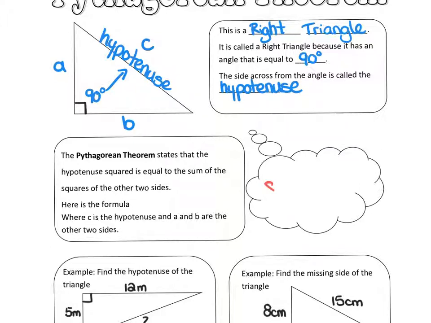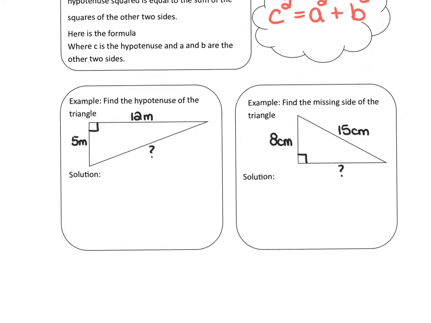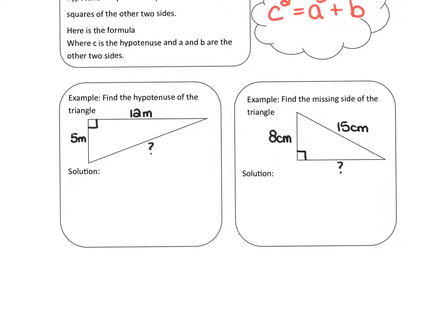I don't know what happened there. So c squared is equal to the other two sides, both squared and added together. Okay, so this is our formula. We're going to keep that in mind when we do the rest of the lesson. So let's go down and we'll go through some examples.